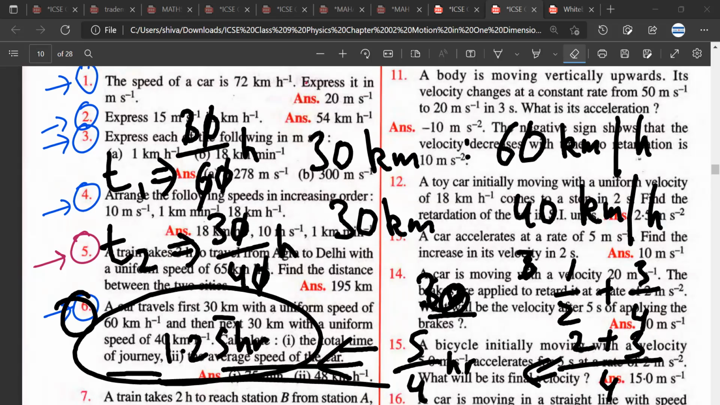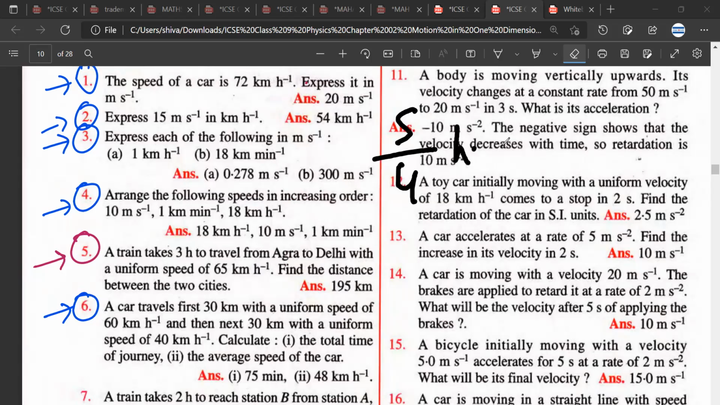Any doubt? Again, I recommend, please do not touch calculators. Please do not touch. In 11 and 12, you will be very sad. So the total time that we have is 5 by 4 hours. Are we clear? So this is the total time.